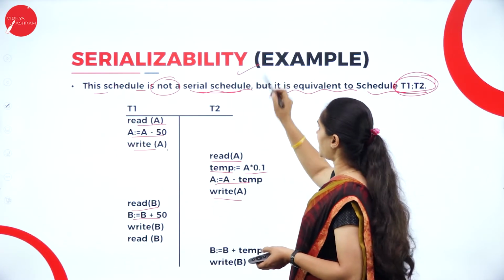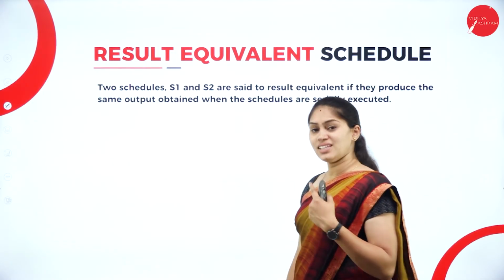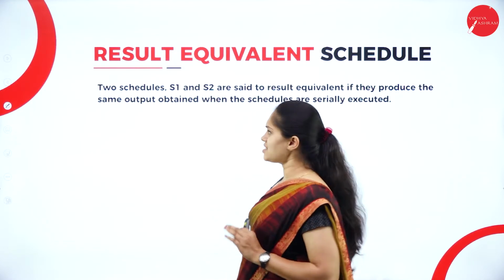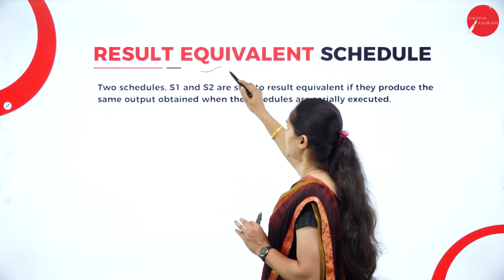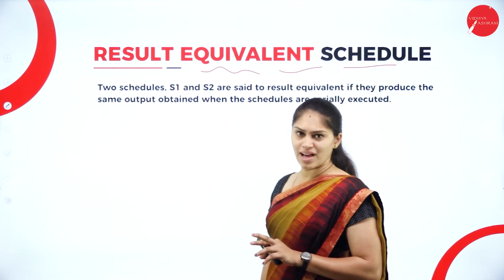Maintaining serializability, this is the example. So what are the types of serializability we have? We have three kinds. The first one is the result equivalent schedule. So what do you mean by result equivalent schedule?